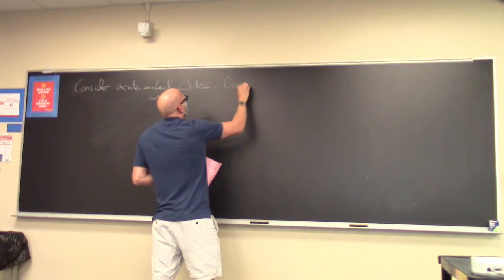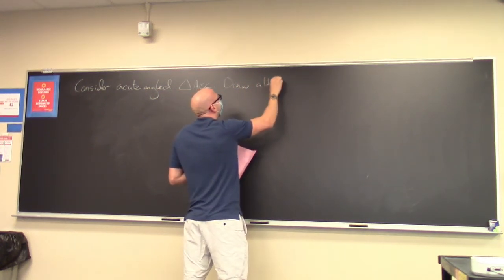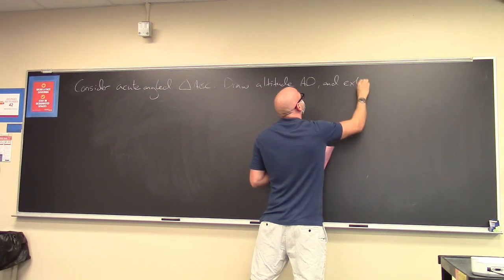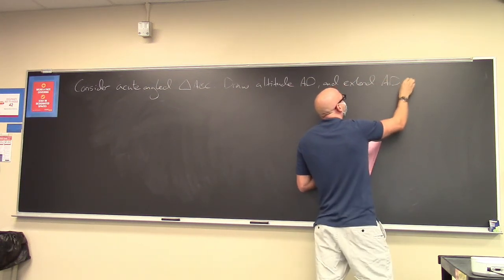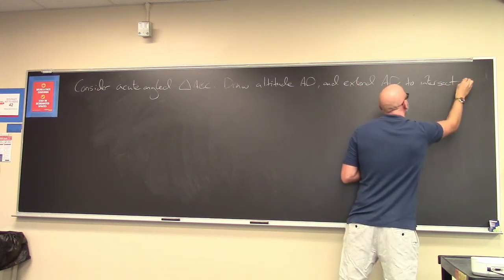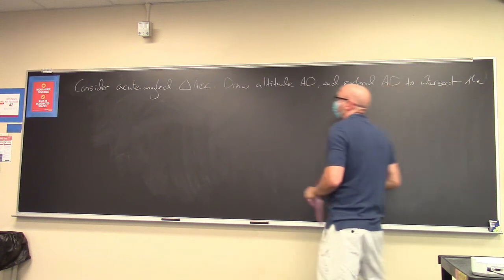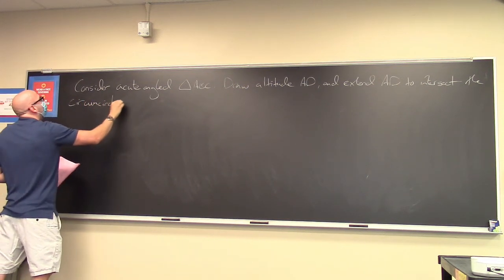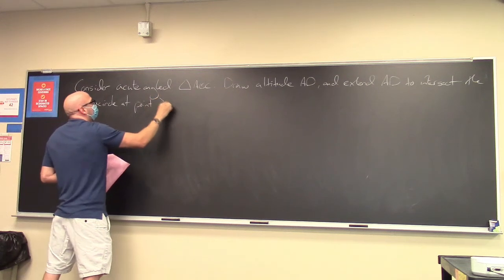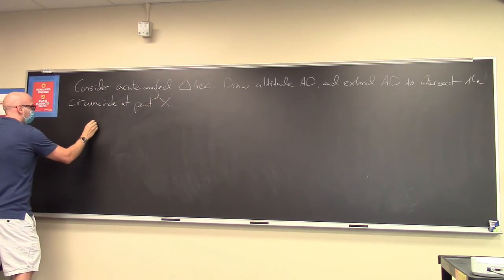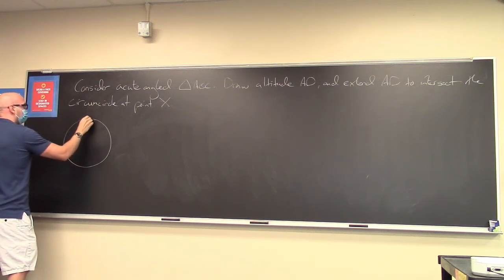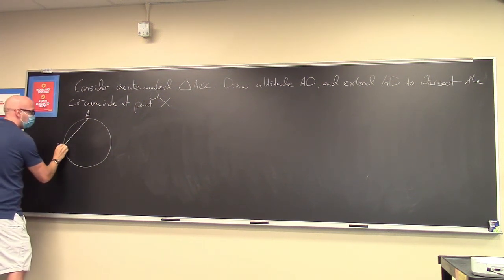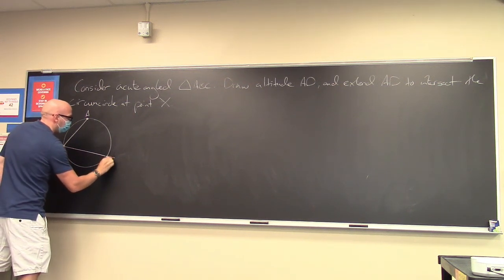And let's draw, man, this chalk is nice. Draw an altitude AD and extend AD to intersect the circumcircle at point X. Okay, so I've got an acute angle triangle, A, B, C.